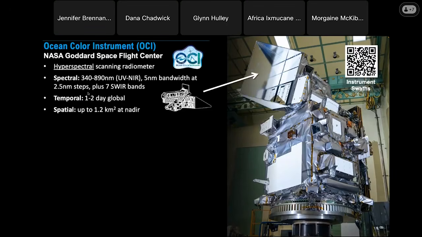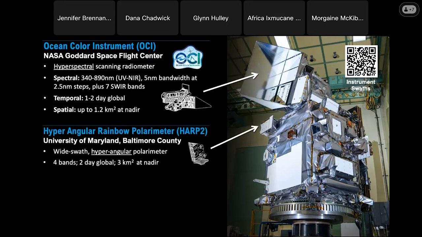Let's talk a little bit more about each instrument. We have the Ocean Color instrument. This is the first one and really the only one required by the mission. This is a hyperspectral scanning radiometer that gives us spectral resolution from the ultraviolet through the visible, through the near infrared at 5 nanometer bandwidth and 2.5 nanometer steps. We also have 7 shortwave infrared bands. The time coverage is 1 to 2 day global, which is great for hyperspectral information. Our spatial resolution is 1.2 kilometers at nadir, and that lower spatial resolution allows us to have the higher temporal resolution.